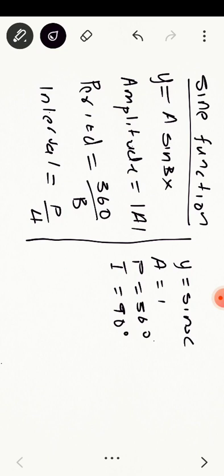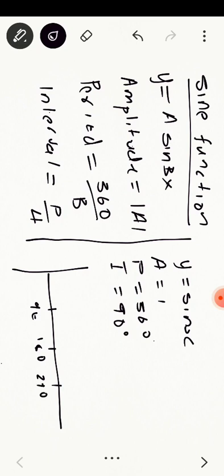So to sketch the function, you are going to have the divisions 90, you have 180, and you have your 270, then you have your 360, which is the complete period. And then you must also put down your amplitude, which is just going to be a 1 and a -1.